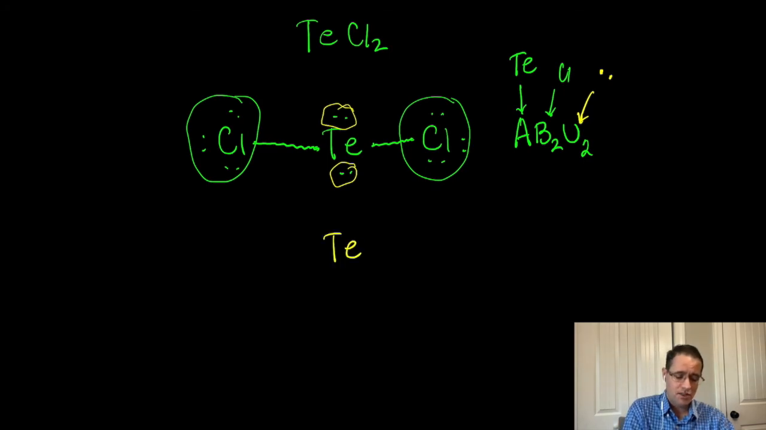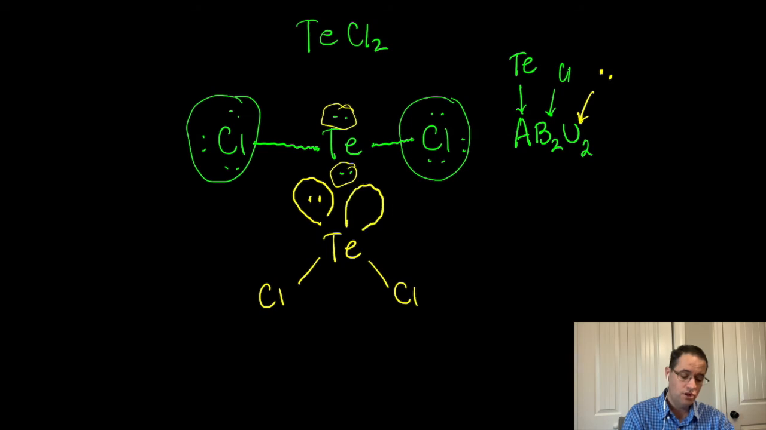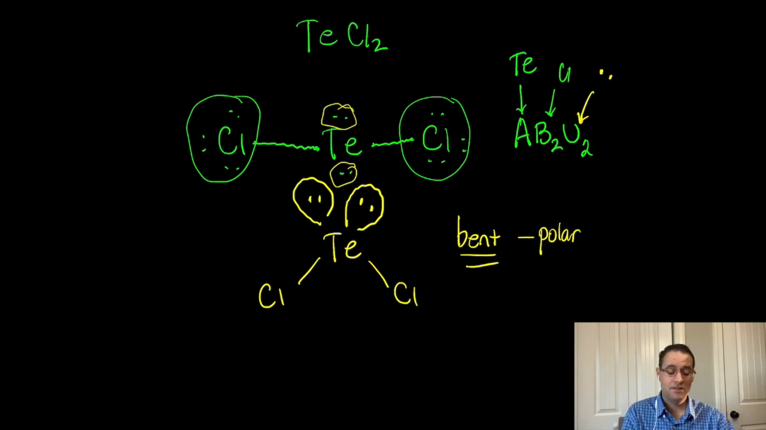If I sketch this molecule out in 3-dimensional space, we know that it's bent. Tellurium has 2 lone pairs of electrons. We sometimes call that the rabbit ears because they kind of look like the ears of a rabbit. And we have 2 chlorine atoms, a total of 4 groups on that tellurium atom that are pointed into the corners of a tetrahedron. And this molecule is called bent. We would say that it's polar, and therefore it does exhibit dipole-dipole forces.